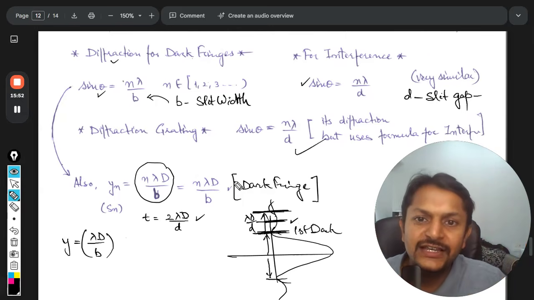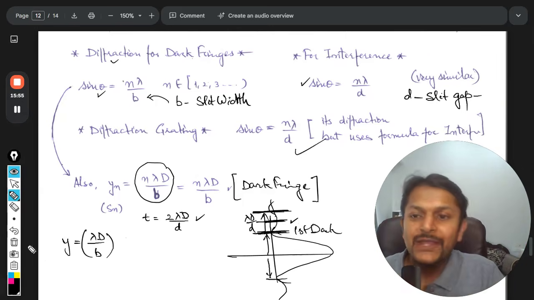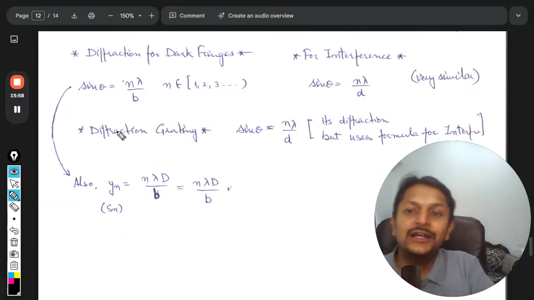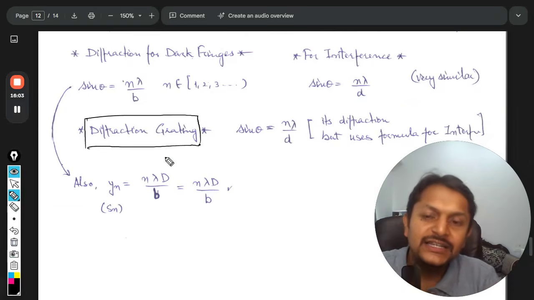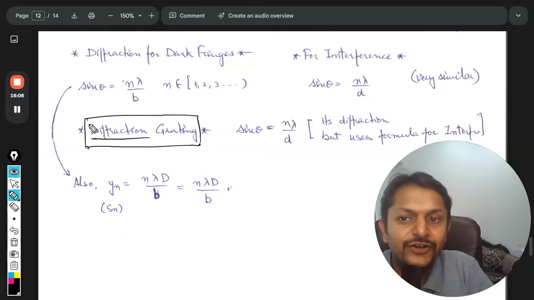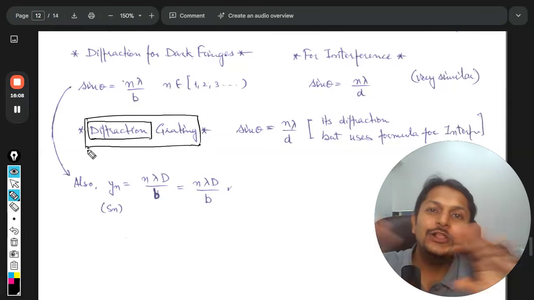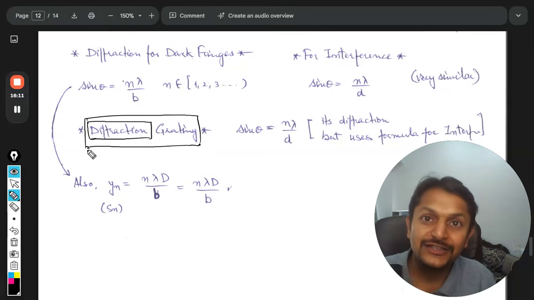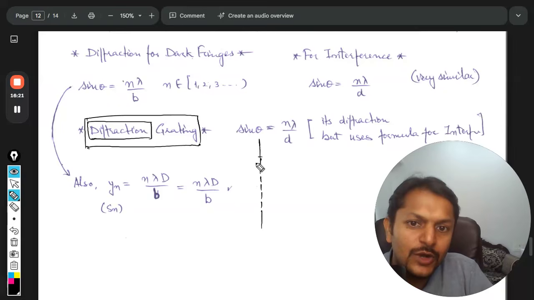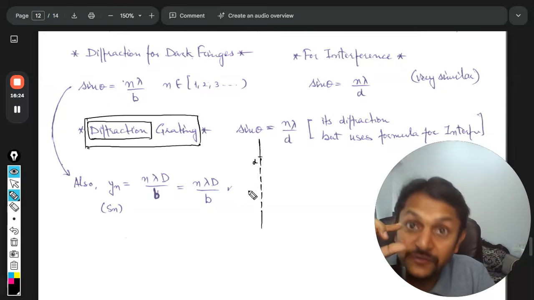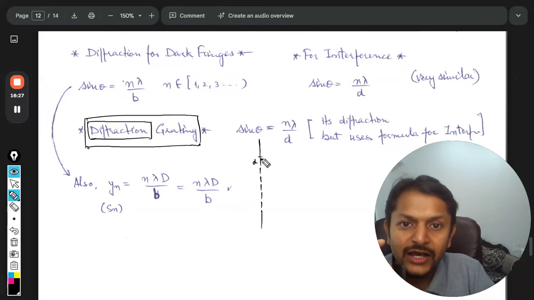Okay, so with this, I think diffraction is over. And now we are moving into diffraction grating, the one last part for the topic C3. See, diffraction grating, the word used here is diffraction, but it is using all the formulas of interference rather than the diffraction. So in diffraction grating, there are many slits, first of all, and you are concerned with the distance between the slits. Okay, this is b, by the way, but you're talking about the d.